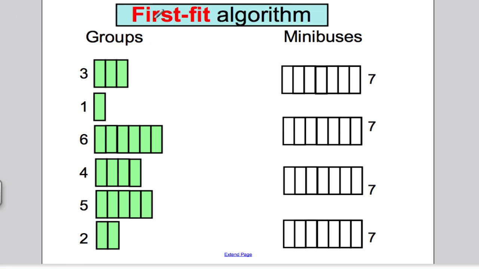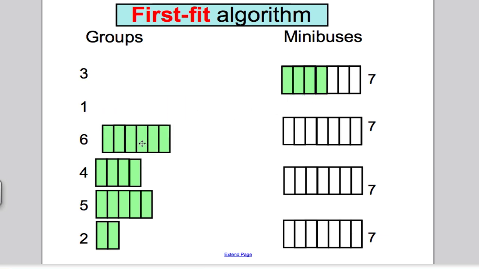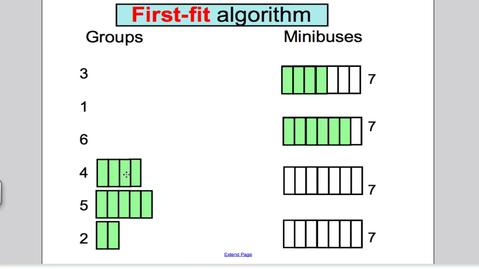Okay, let's go on to applying the first fit algorithm. Now, the first fit algorithm is simple. It says take the groups as they come and try and fit them in the minibuses where there is space. So that 3 people fits there. This one person would fit there. Now, these 6 people would not fit in the space left in the first minibus, so they'd have to go to the second. These 4 people would not fit in either of these 2 spaces up here, so they'd have to go in their own space down here.